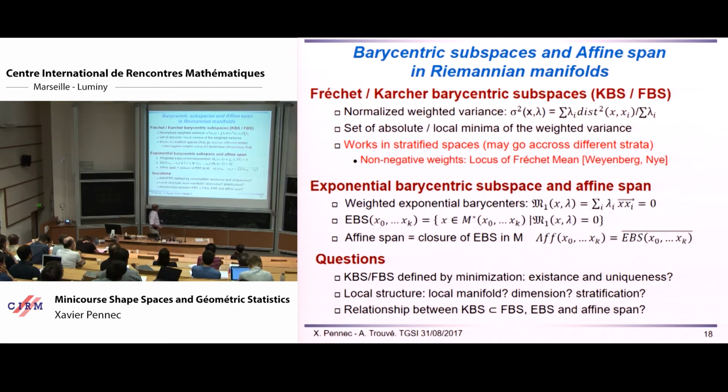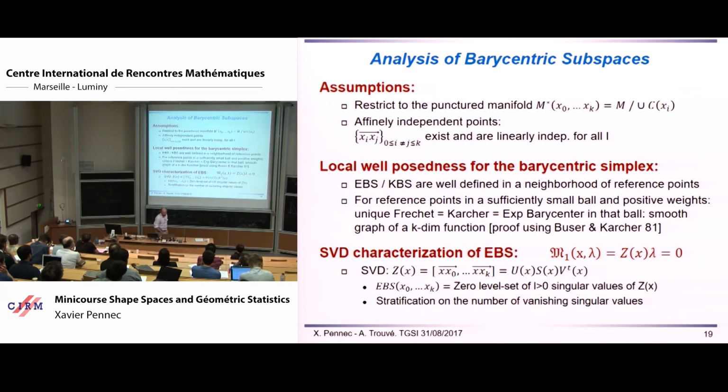Of course there are a lot of questions, and I will try to answer just a few. Under some assumptions, in particular that the points are linearly independent, we can show that these spaces are well behaved, at least around the reference points. And if the points are sufficiently concentrated, in the sense of the theorem of Kendall, then within the ball where the Karcher and Fréchet means are unique, we have uniqueness of the space which is generated.